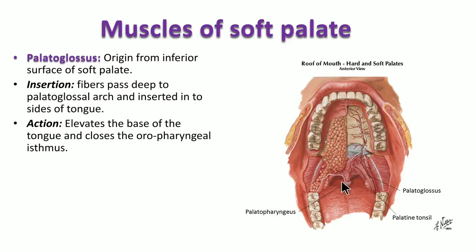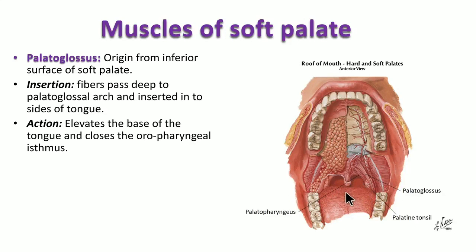So when deglutition takes place, the base of the tongue will be elevated, and these two palatoglossal arches will be approximated, and the palate will get tensed. Whereby the oral cavity is completely shut off from the oropharynx, which is behind.